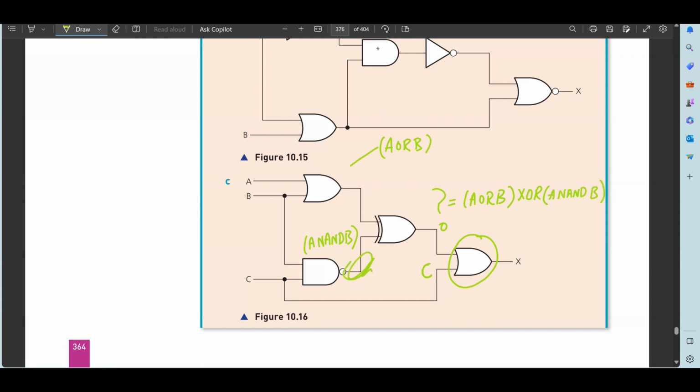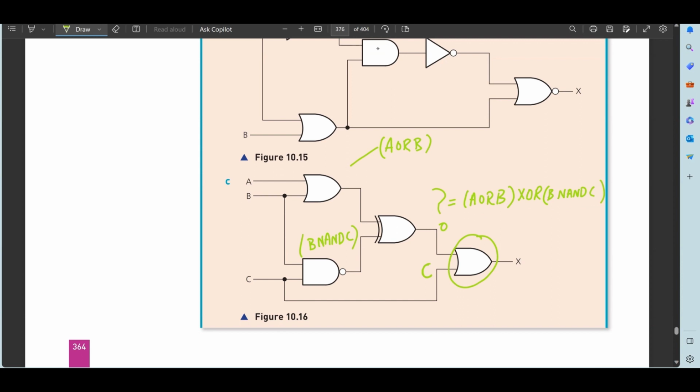Sir, shouldn't it be B and C? Okay, yeah, my mistake. Thank you. B NAND C. And now we have the whole of the upper input available to the final XOR gate, which is the whole expression we just made.